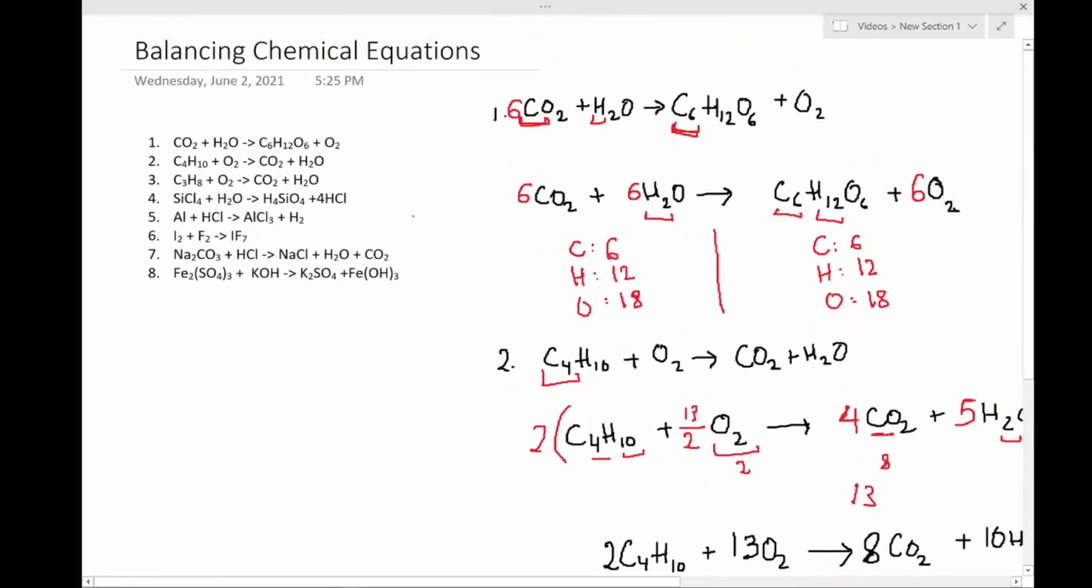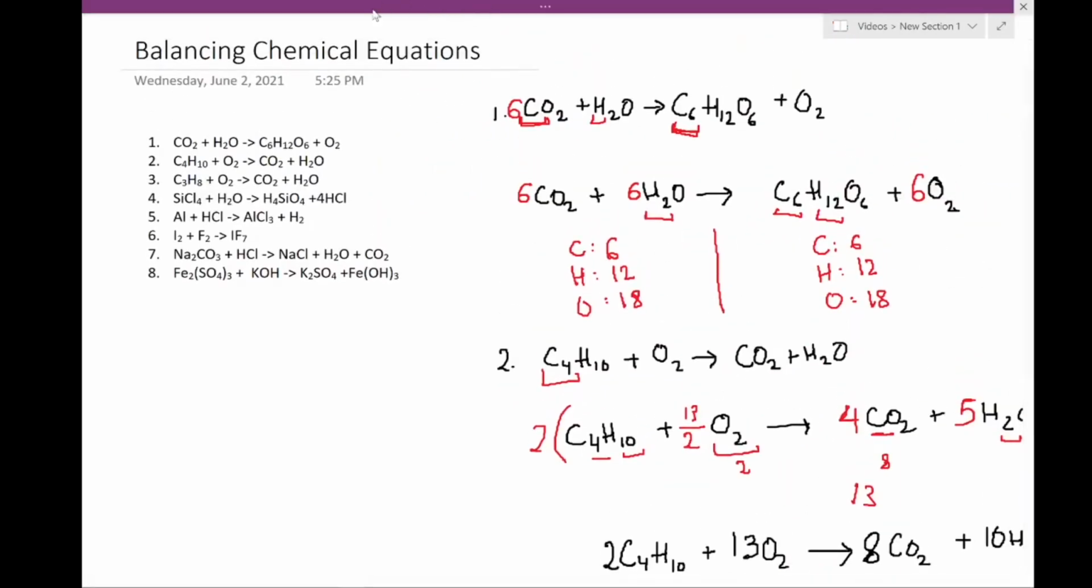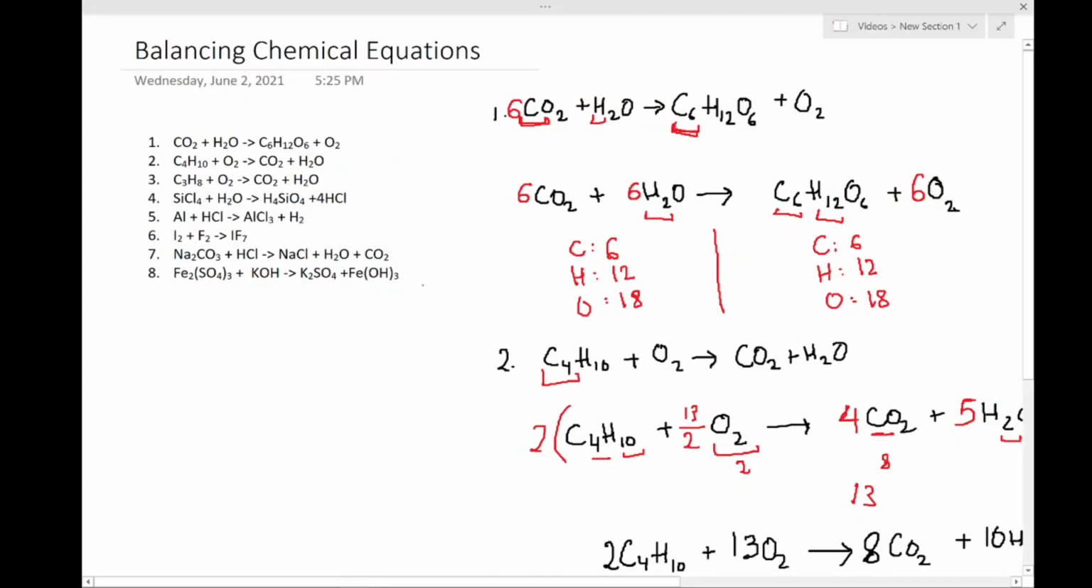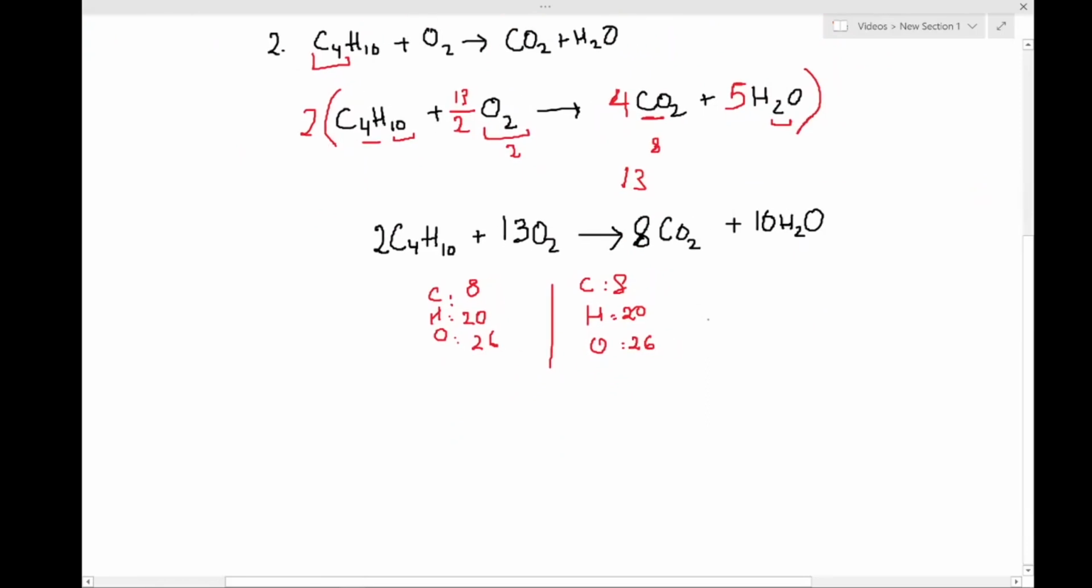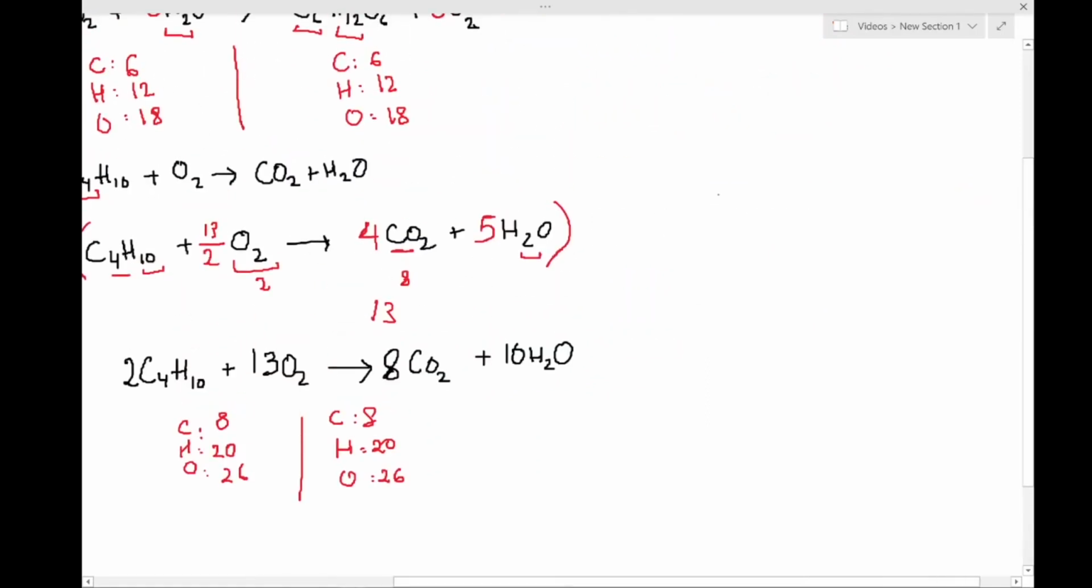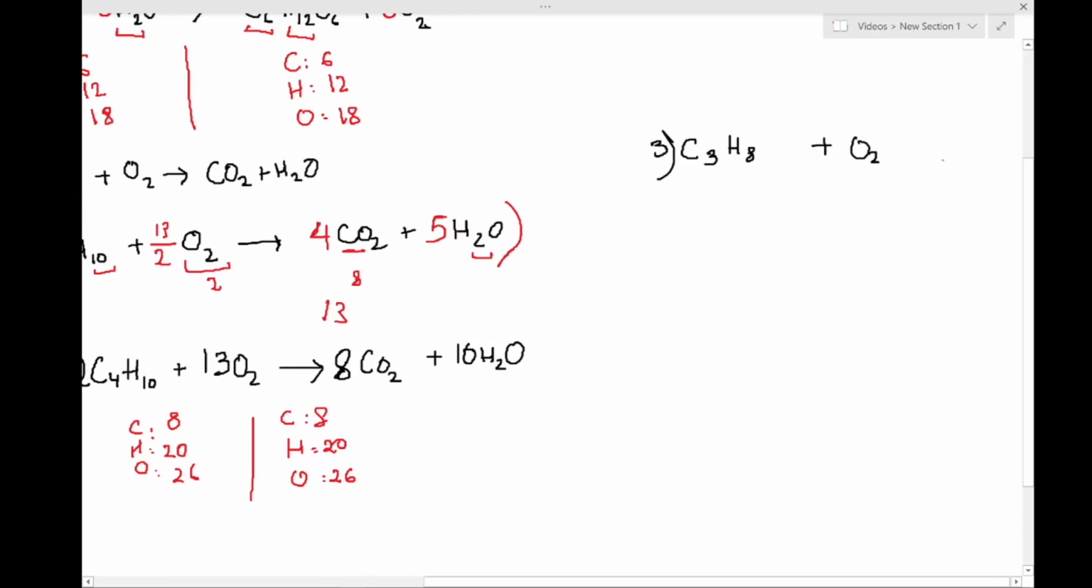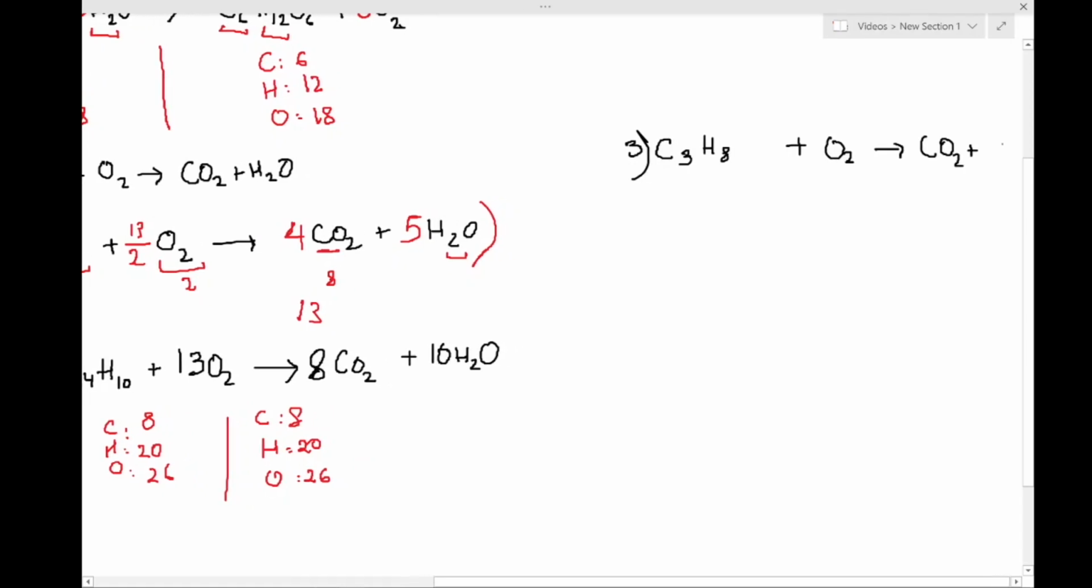Now let's move on to the next equation, which is also a combustion equation with C3H8. So what I'll do here is come down to this side, C3H8 plus O2. Combustion equations always give you the same products. They're always going to give you carbon dioxide and water.